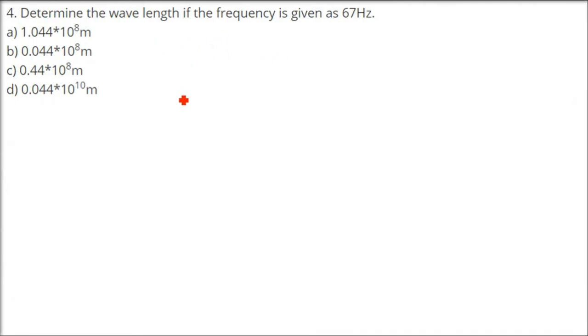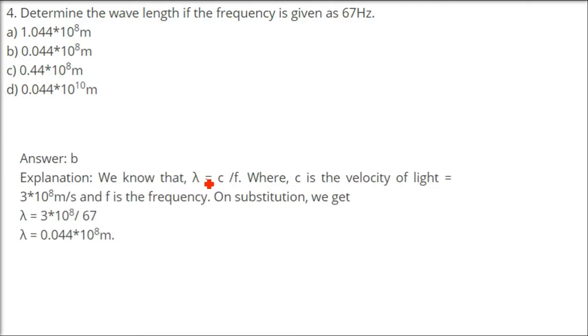Determine the wavelength if the frequency is given as 67 Hertz. So we have a formula, lambda equal to c by f, that is, the speed of light c equals lambda into f. Lambda is wavelength and f or nu is the frequency.